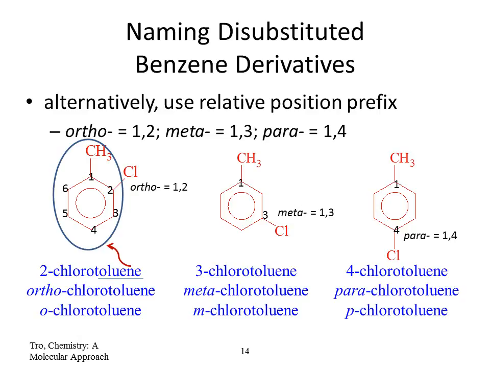So if something is in the first and the second position, we call it ortho, and if it is in the first and the third, we call it meta. You can see the CH3 is in the first position and chlorine is in the third position. So if something is in the first and the third position, we call it meta, and if something is in the first and the fourth position, we call it para. From ortho we use the short name o, for meta we use m, and for para we use p.